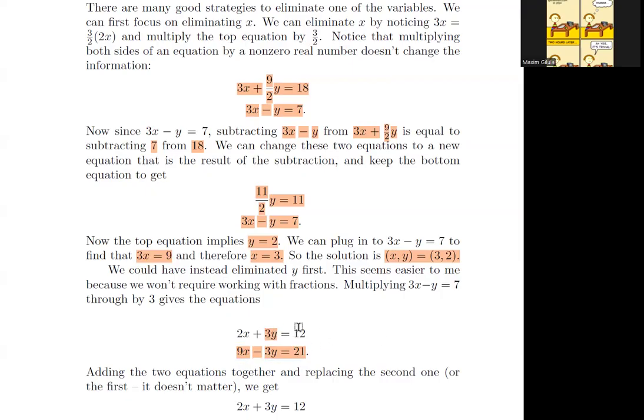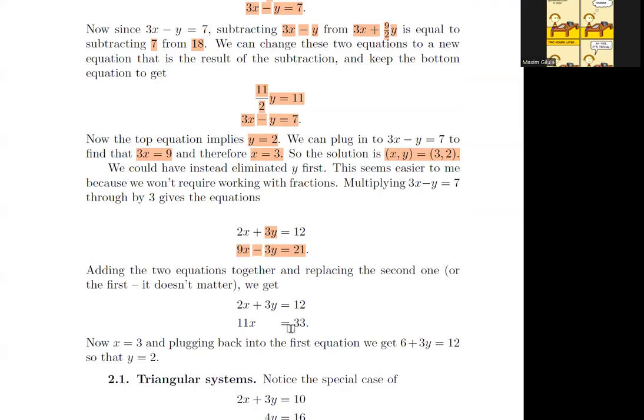We can add the two equations together and replace the bottom equation. We get 11x is 12 plus 21, which is 33. And now 11x is 33. x is 3. And you could plug it back into the top equation to get y is 2. That's the same solution we had before.